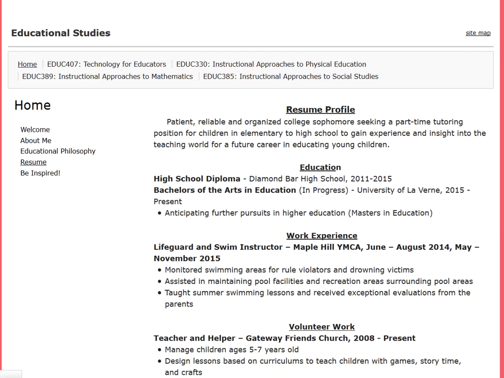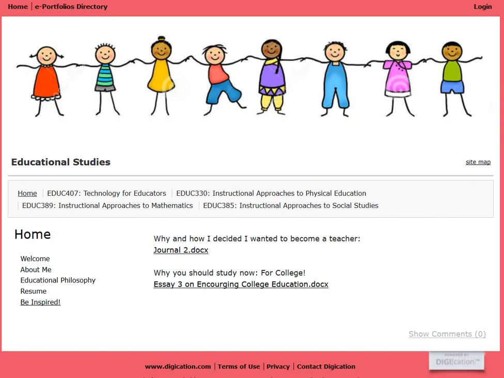And finally, a tab that says Be Inspired, which is basically why I want to become a teacher and why you should study now for college. This is to encourage students who find my ePortfolio to find out how I got to where I am and the things that I have to do, because I do have assignments from all my classes in these tabs.